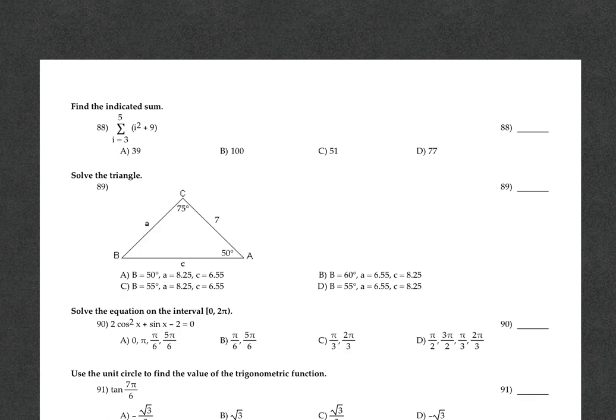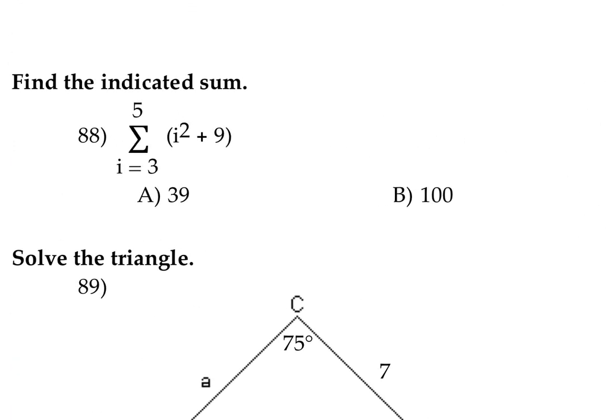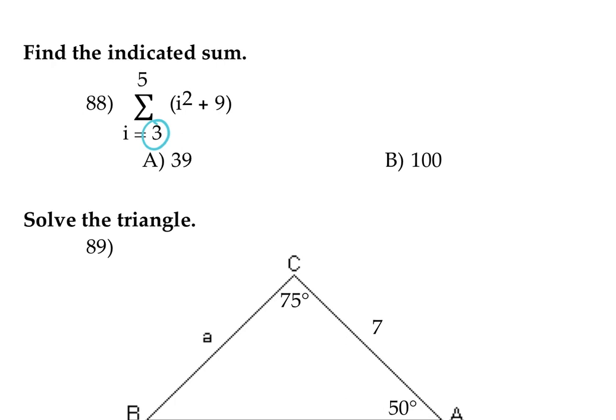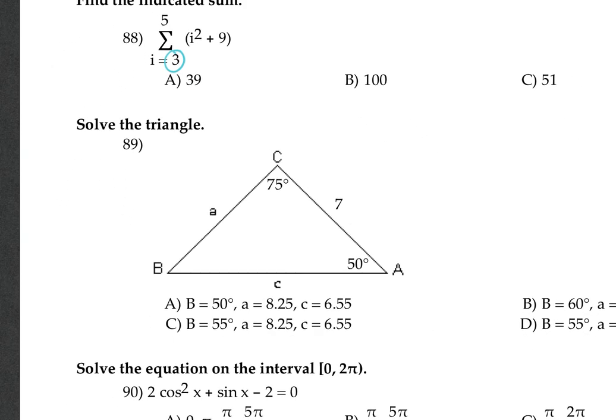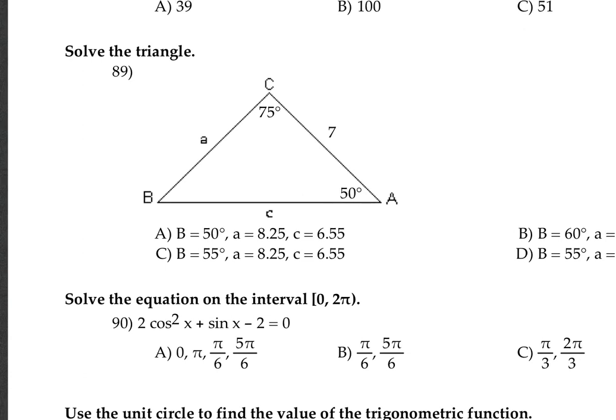88 is not geometric. Remember, geometric is if the exponent has the variable in it. So this one, you would have to start by plugging in 3, then you'd plug in 4, then you'd plug in 5, and then you'd add them all together at the end. And again, you can't use a shortcut because the bottom number is not 1. 89 is angle, side, angle. This is a law of sines scenario.